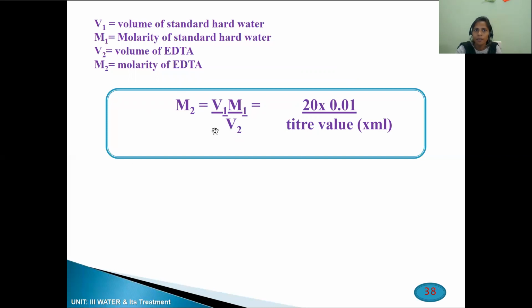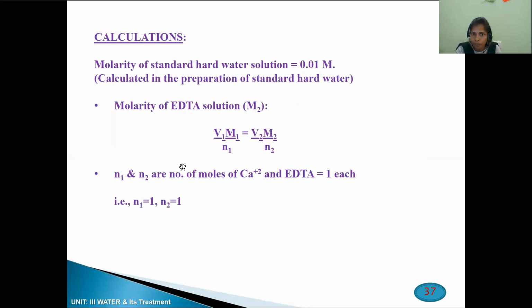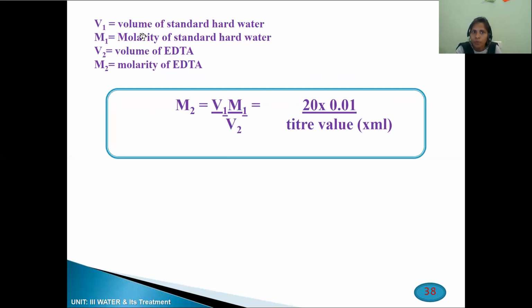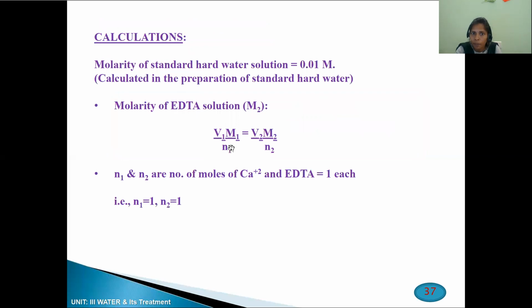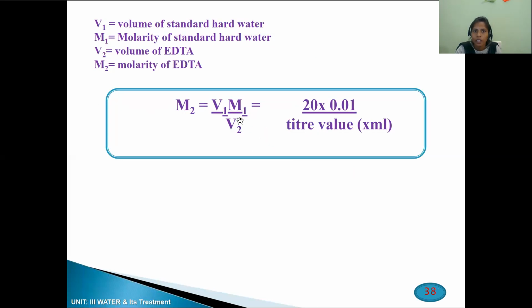So see here, V1 is the volume of standard hard water. M1 is the molarity of standard hard water. V2 is the volume of EDTA. M2 is the molarity of EDTA. So M1V1 by N1 is equals to M2V2 by N2. But we know N1 and N2 as 1. So we got M1V1 is equals to M2V2. If we want M2, M2 is equals to M1V1 by V2.